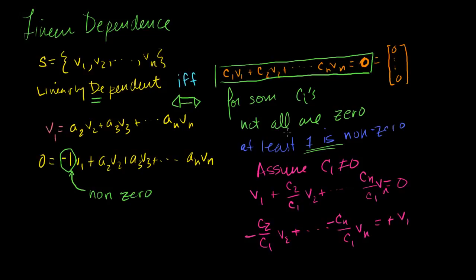And I just showed you that if at least one of these constants is non-zero, then I can represent my vector v1 as some combination of the other vectors. So we're able to go this way too. If this condition is true, then I can represent one of the vectors as a combination of the others. If I can represent one of the vectors as a combination of the others, then this condition is true. So hopefully that proves that these two definitions are equivalent.